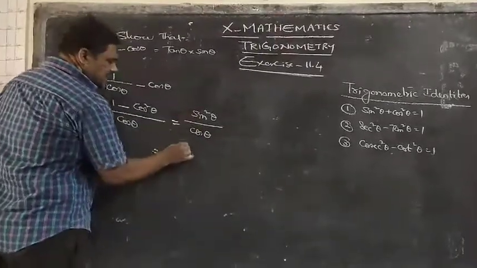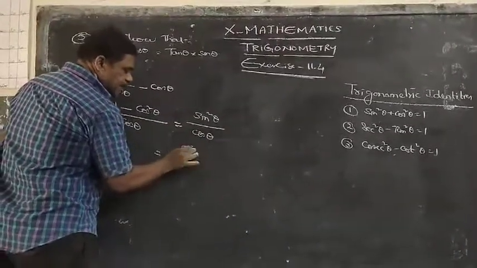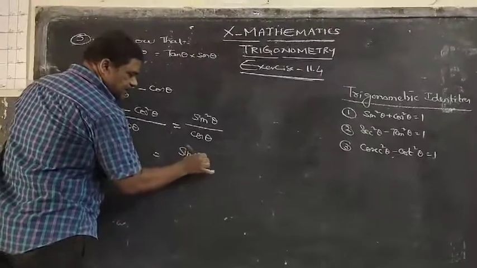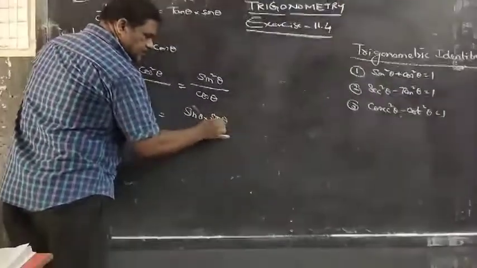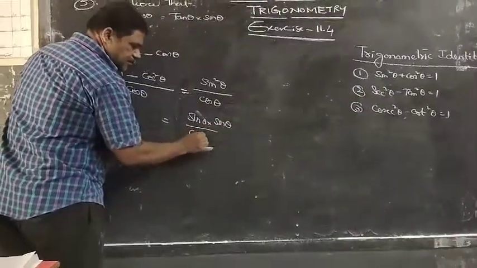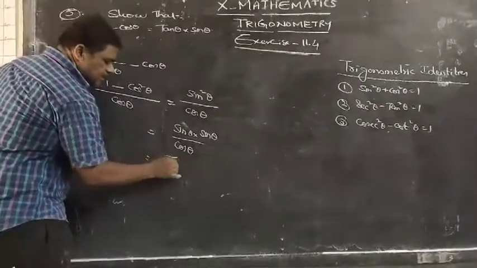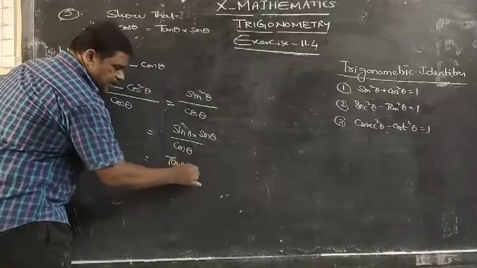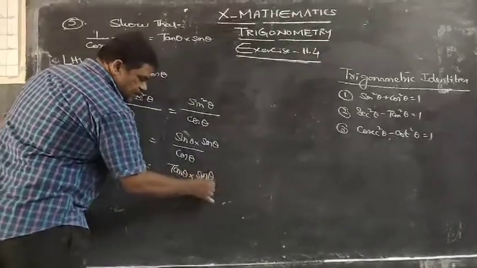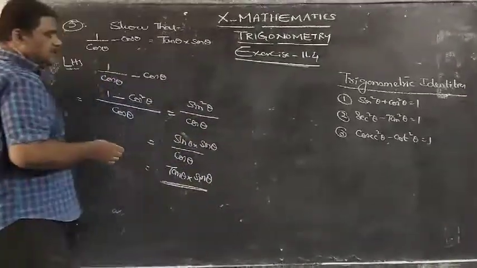Now this sin square theta, you split it and write sin theta into sin theta by cos theta. Sin theta by cos theta is called tan theta into sin theta. That is the required answer. Tan theta into sin theta.